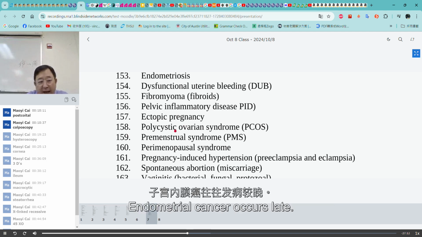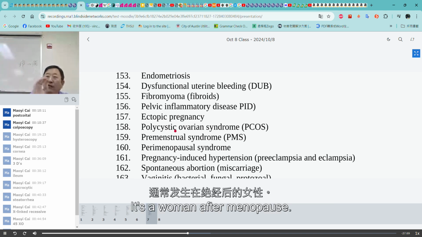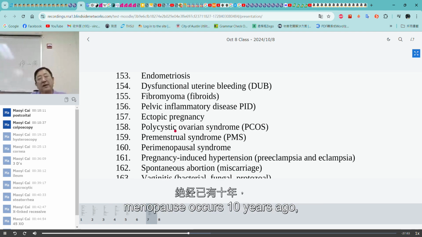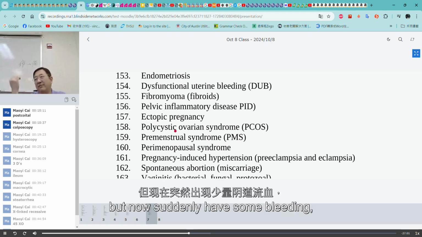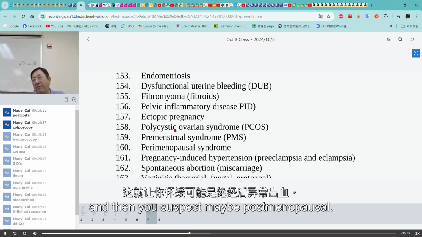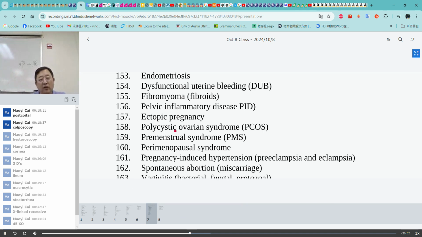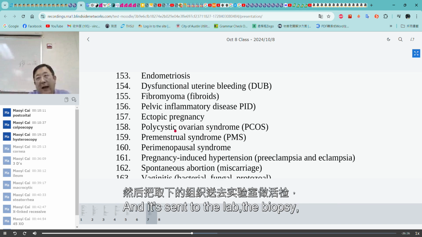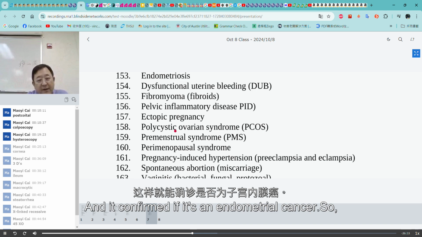Now, endometrial cancer occurs late. It's in women after menopause. A woman 60 years old, menopause occurred 10 years ago, but now suddenly has some bleeding, even a very small amount. Then you suspect maybe postmenopausal endometrial carcinoma. How do you confirm? Endoscope. What endoscope? Hysteroscopy. The endoscope is inserted into the uterus, then you scrape some tissue and send it to the lab for biopsy, and then confirm if it's an endometrial cancer.